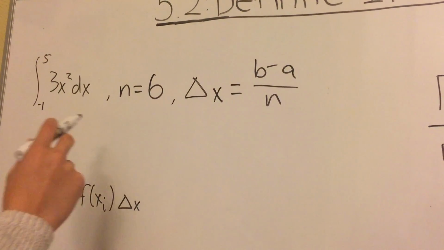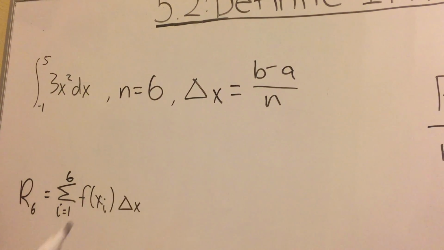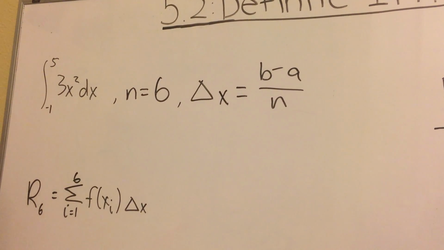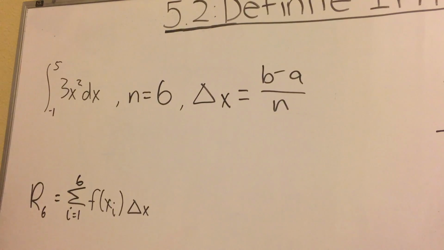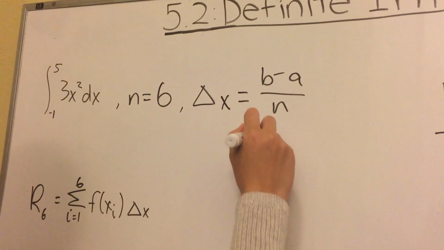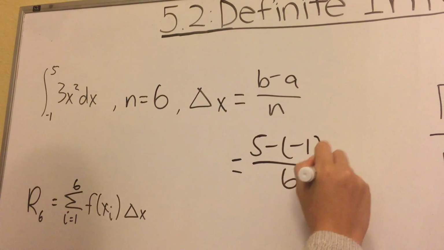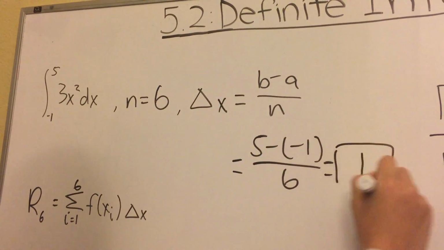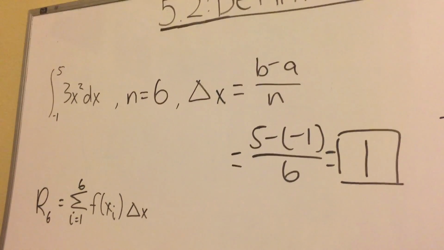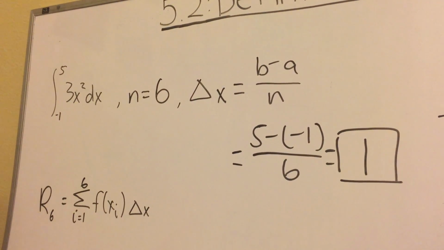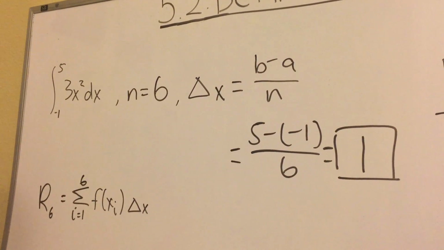So with n equals 6, your delta x, your change in x, would equal b minus a over n, where b equals 5, a is -1, and n is 6. So this would give you 5 minus -1 over 6, which equals 1 for your change in x. Problems like this can ask you to use right endpoints, left endpoints, or midpoints. However, we are going to be using right endpoints for solving this problem.